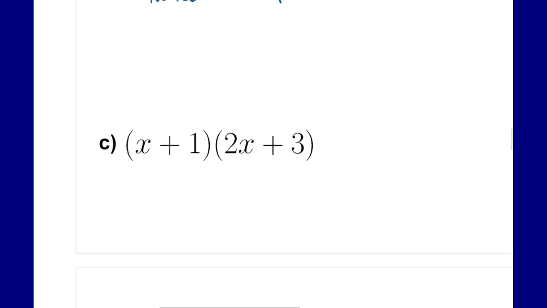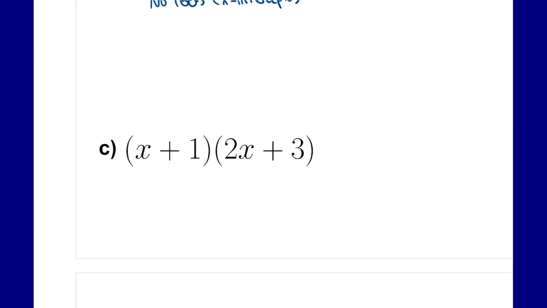And in the last one, x plus 1 times 2x plus 3, right? This is our factored form. Again, a little bit different, but this is kind of the example where we said we have to set each bracket equal to 0. So x plus 1 equals 0. Solve for x. We get x is equal to -1. That one is relatively straightforward.